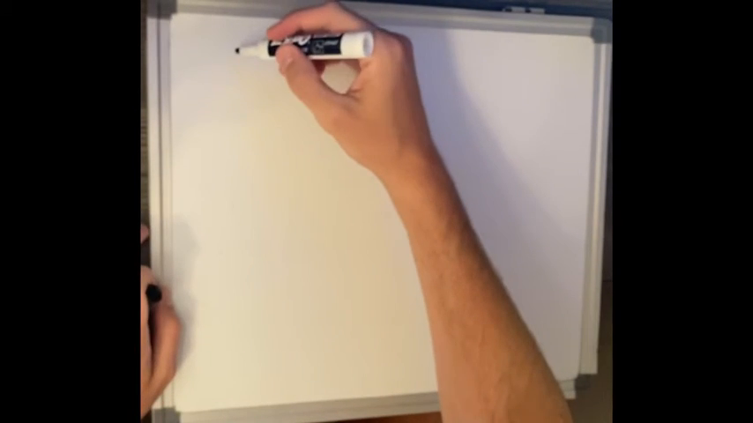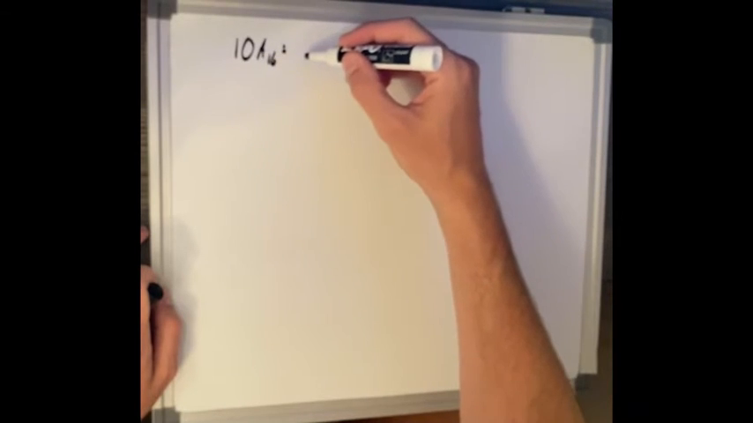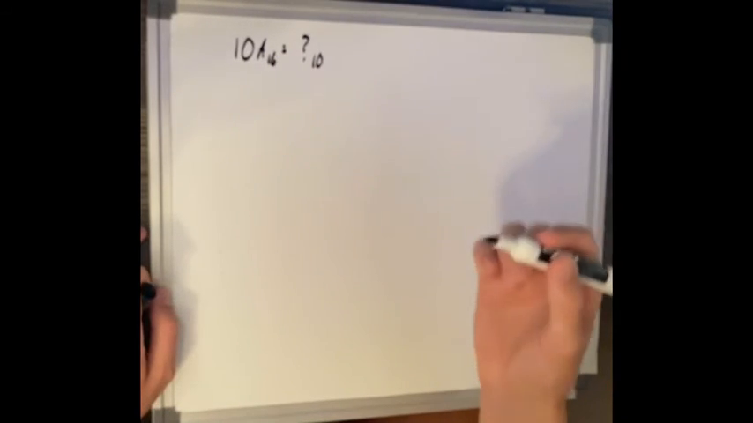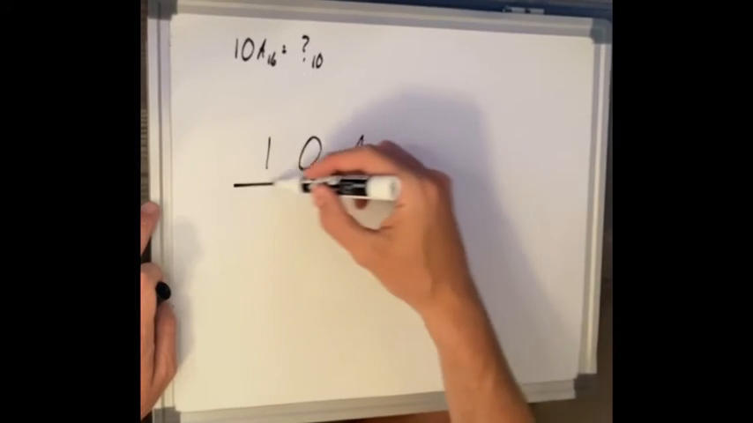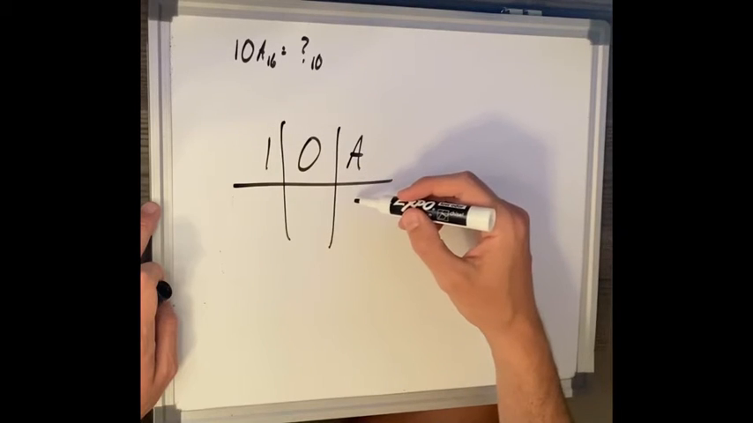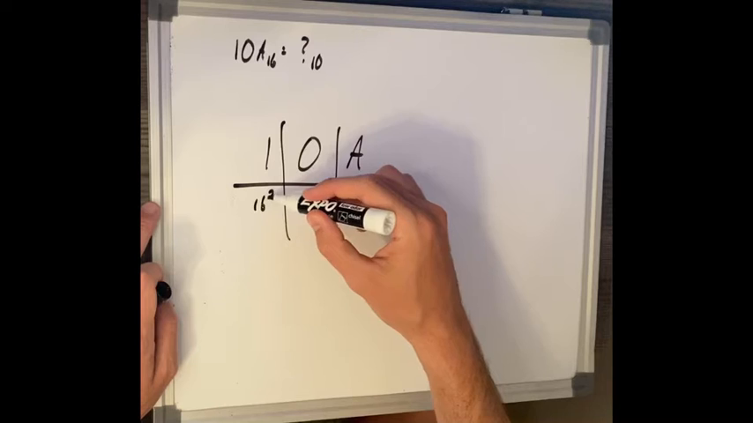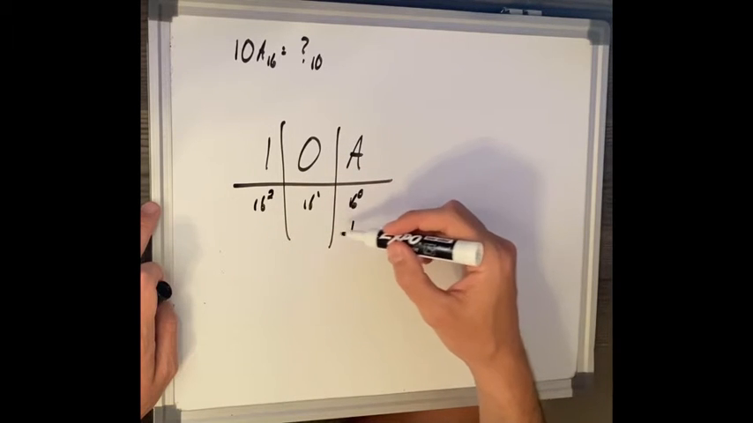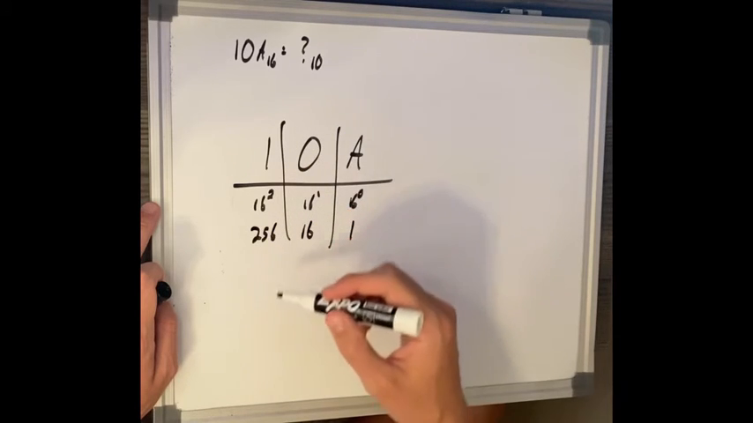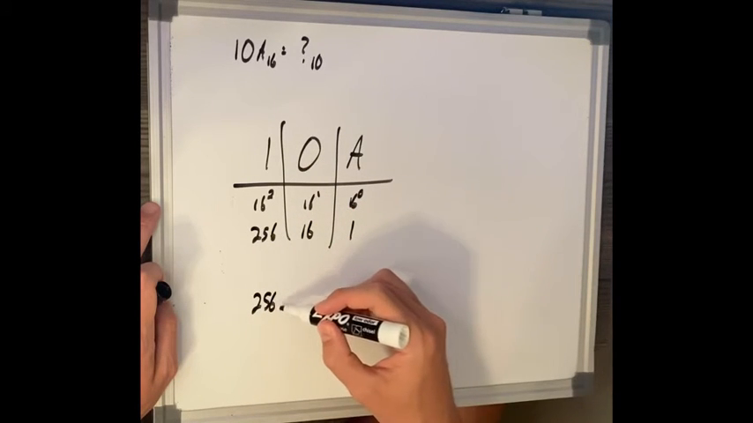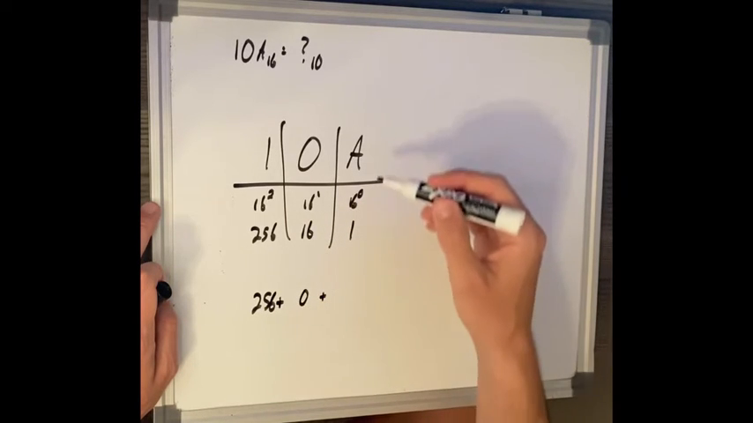Let's say I have 10A in base 16. What does that equal in base 10? We do the same thing. 1, 0, A, we break it out. Remember, this is worth 16 to the 0, 16 to the 1, 16 squared. So this is 1, 16, 256. 1 times 256 is 256, plus 0 times 16 is just 0, plus A times 1.